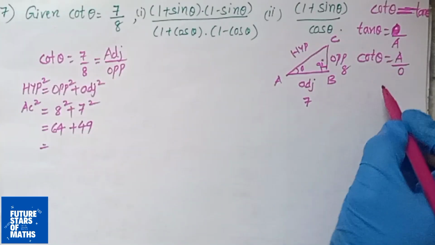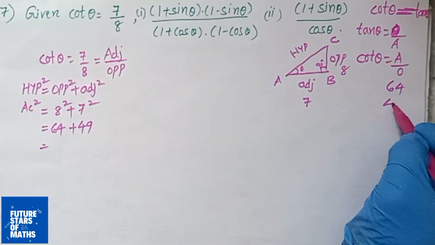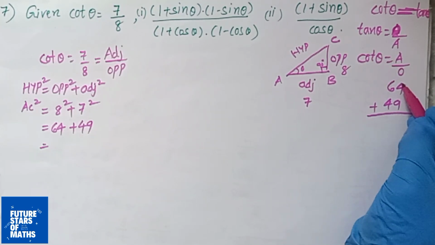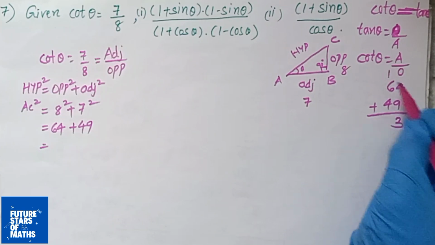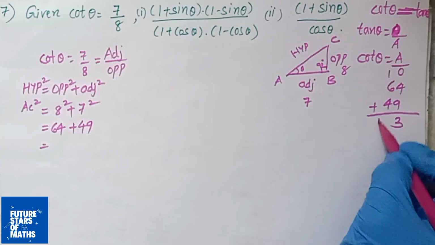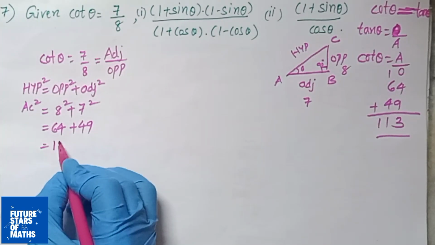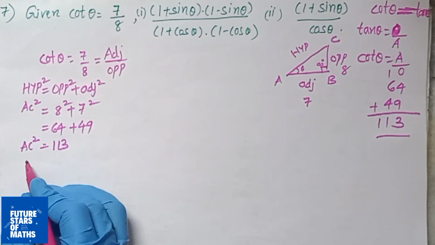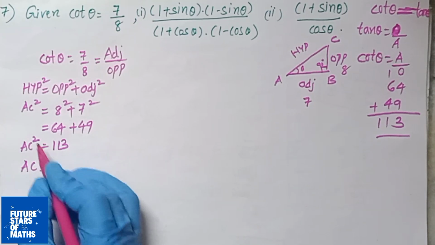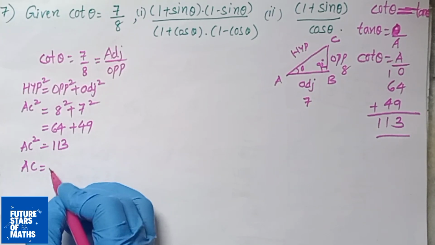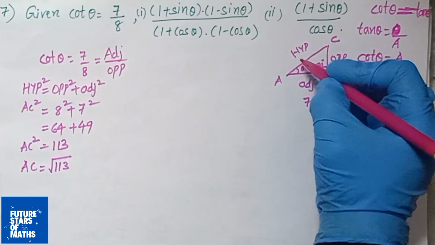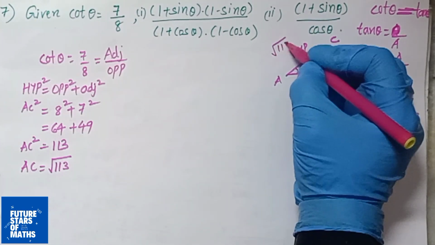So when we add these two, what will we get? 64 plus 49. 9 plus 4, 13. 6 plus 4, 10, plus 1, 11. 113. So what is this? It is AC square. Now we have to get AC, so we'll shift this square to the other side. It will become root. So AC is root 113, and here we will write root 113.